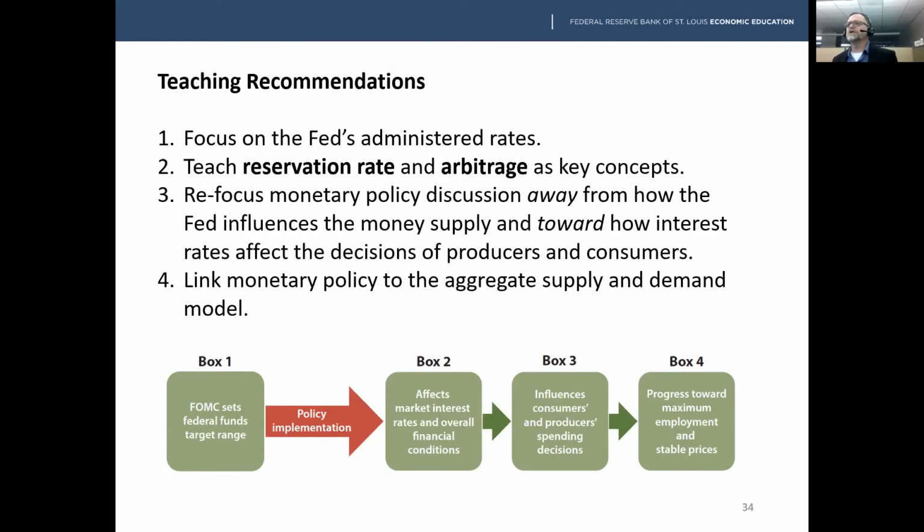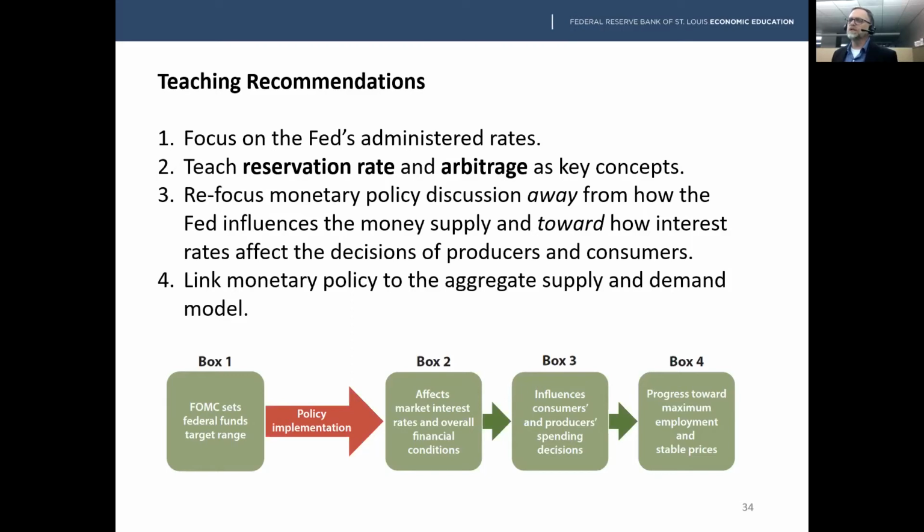And then number four, link monetary policy to aggregate supply, aggregate demand. That's usually a pretty standard framework in your textbook, and it's easy to transition from interest rate changes to how that affects aggregate demand. We really like the flow model that we've introduced at the bottom. In fact, almost everything that we've written for teachers in the last year has included this way of thinking.